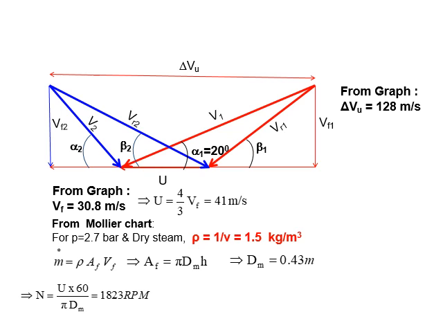Next, what is the speed of the wheel? The speed of the wheel is given by N. N is calculated using the formula U equals pi D N by 60, correct? Here the blade speed is known and the diameter is known, and only one parameter, N, is unknown. Then calculate the speed of the wheel, which is equal to 1823 rpm.